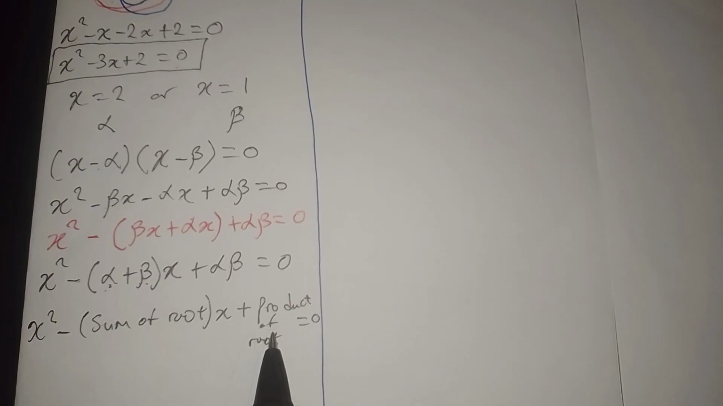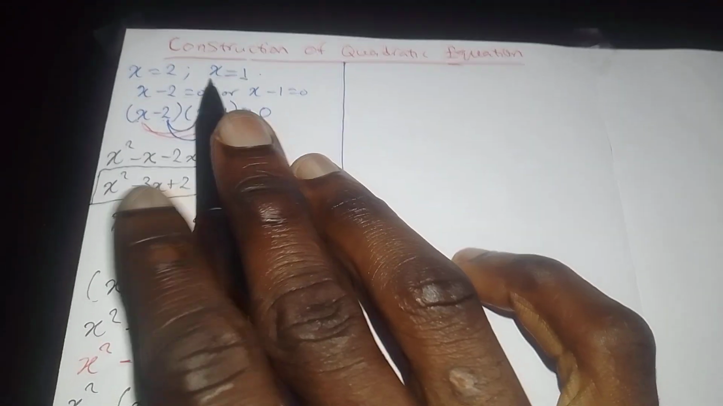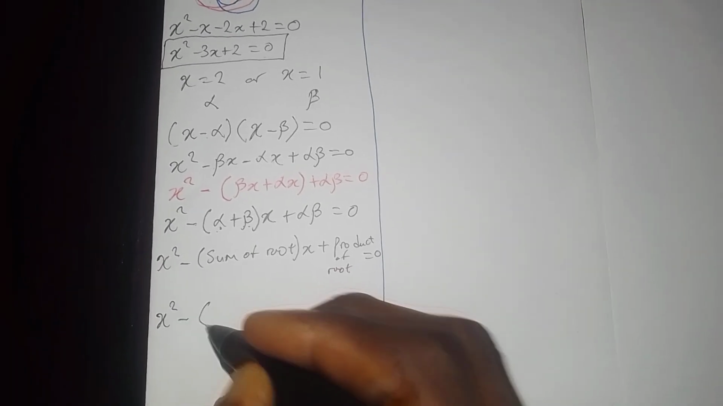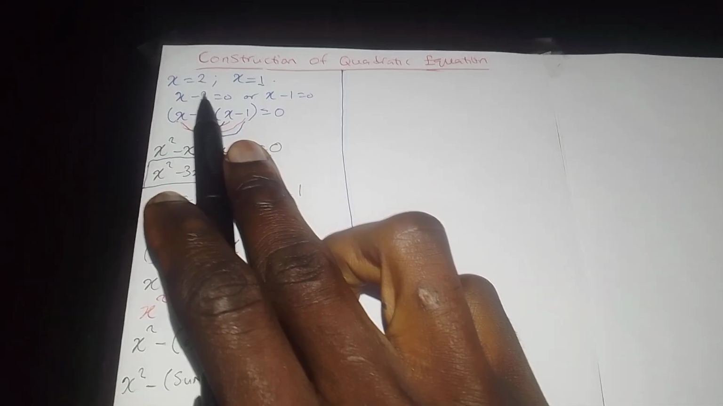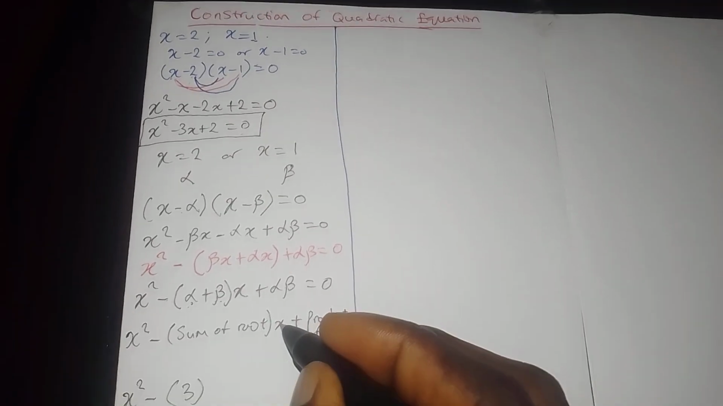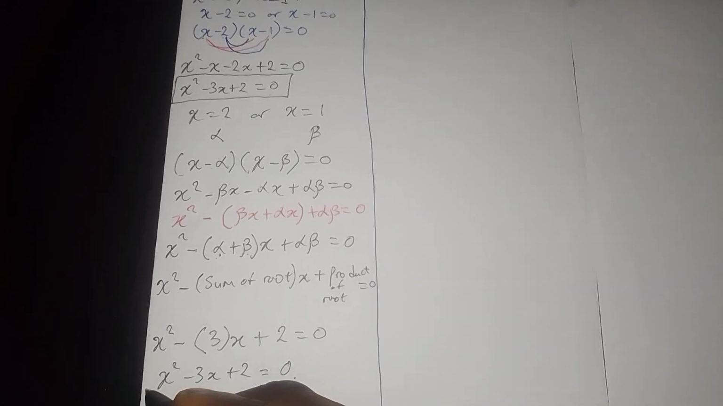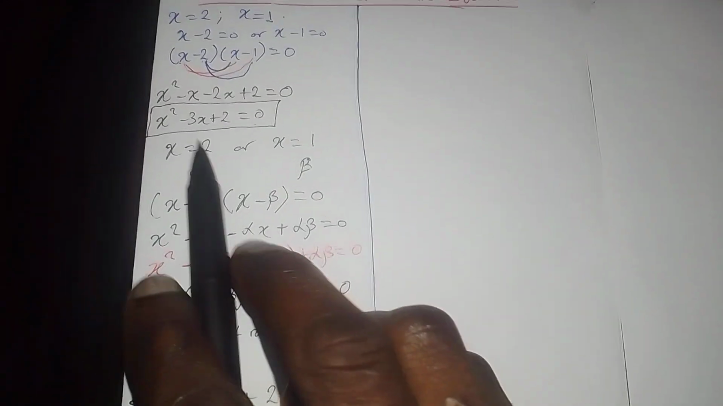Let's test this formula for this example. We say x equals 2 or x equals 1. So my alpha here is 2, my beta is 1. Assuming I know the formula beforehand, I can say x squared minus, into brackets, the sum of the roots, 2 plus 1, that's 3. Then I put x at the back, plus the product of the roots, 2 times 1, that's 2, equals 0. That's x squared minus 3x plus 2 equals 0. At this point you see that what I have here is the same as what I got earlier.